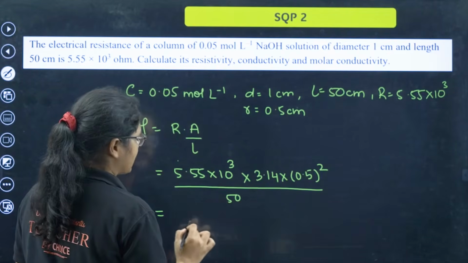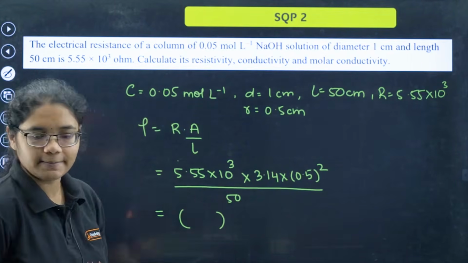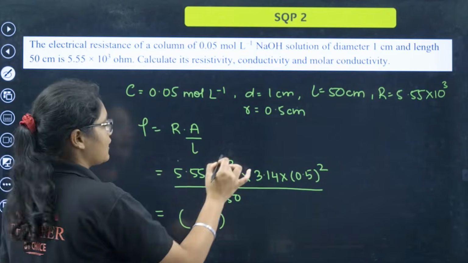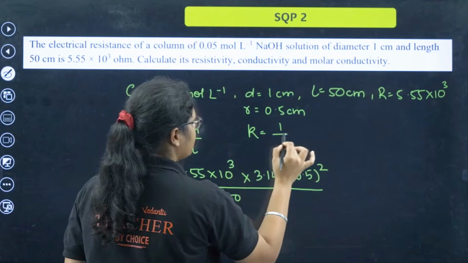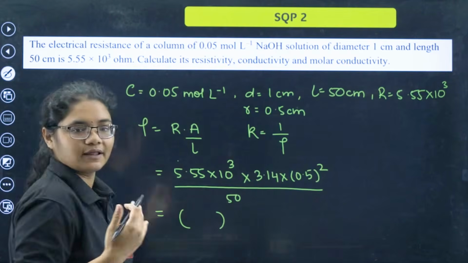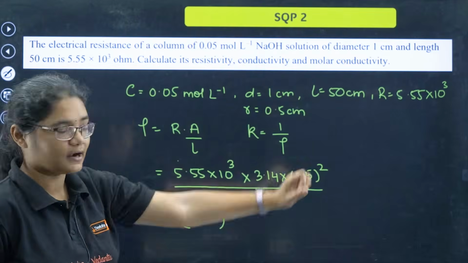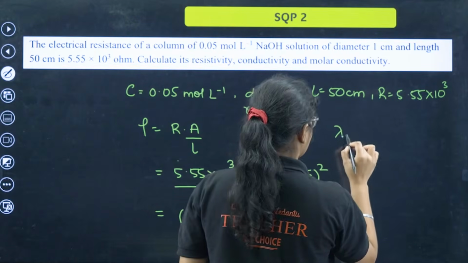So if I solve this, I'll get the resistivity value. Okay. Now once you get resistivity, can we not calculate conductivity? Conductivity kappa is equal to what? 1 by rho. So just substitute here, then you will get that. Then the question is to calculate molar conductivity. So how can we calculate molar conductivity?